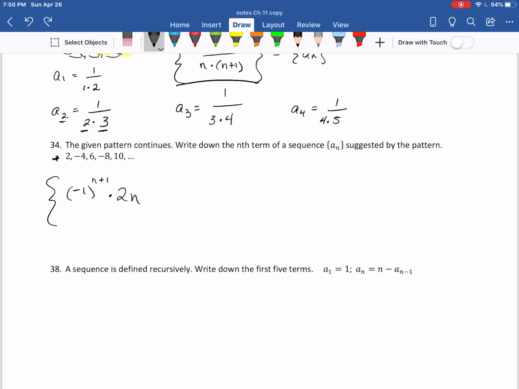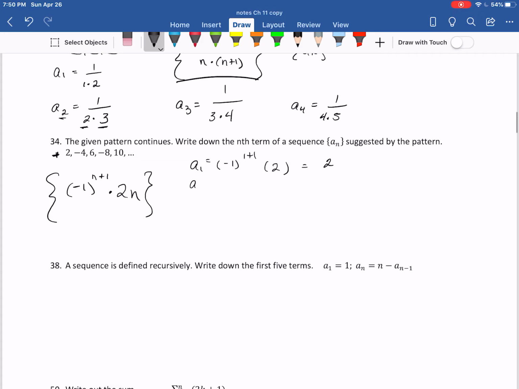So I think it's going to be 2 times n to get my sequence to work out. So let's try it with the first term. The first term, according to my formula, would be -1 to the 1 plus 1 times 2 times 1, or just 2. -1 to the second power is positive. Positive 1 times 2 equals 2.